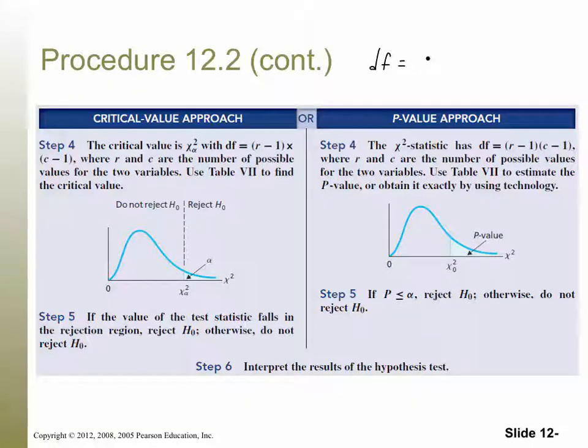Degrees of freedom is similar to goodness of fit. You take 1 less than the first variable, so I'll say v1, and you take 1 less than the second variable, number of categories, and then you multiply. Number of what? Yeah, it's called categories.